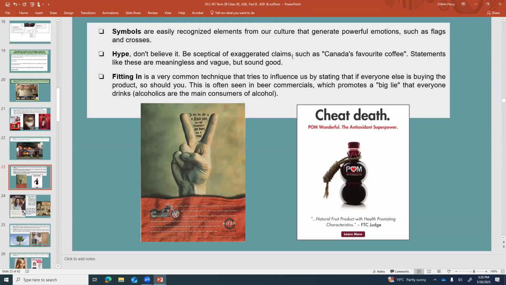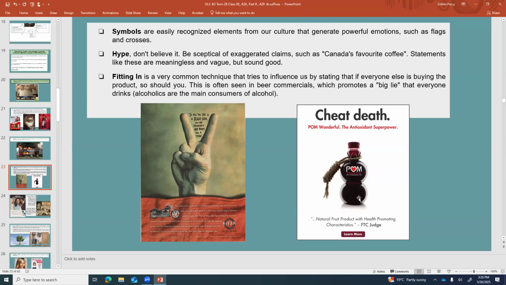Hype is don't believe it. Kind of like big lies, big exaggerated claims. Canada's favorite coffee. Every mom's perfect diaper, that kind of idea. It doesn't really mean anything. That doesn't mean that they necessarily did a survey and found it out. It just sounds good. So here it says cheating death, Pom Wonderful, the antioxidant superpower.